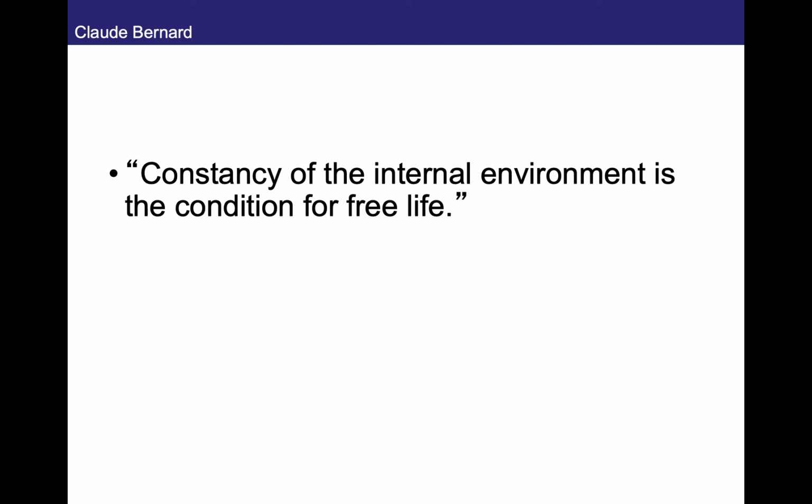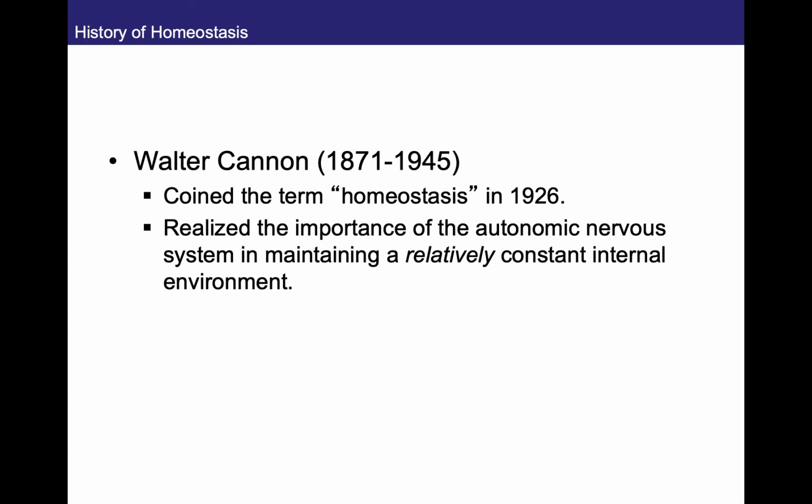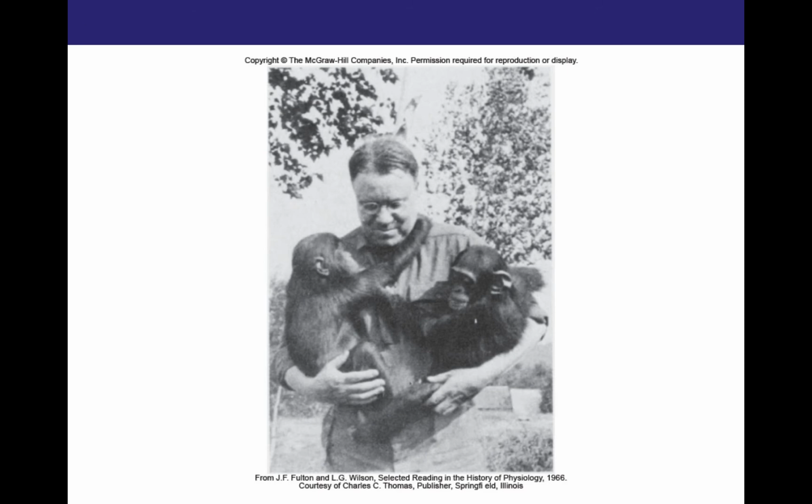Walter Cannon is another very famous scientist. He studied the autonomic nervous system, and he coined the term homeostasis. He recognized that the sympathetic and parasympathetic nervous systems could regulate blood pressure. He realized the importance of the autonomic nervous system in maintaining a relatively constant internal environment. And this is Walter Cannon, much more friendly, kinder, gentler, right? Very nice. So these are two famous scientists who really harnessed and described homeostasis and the internal milieu.